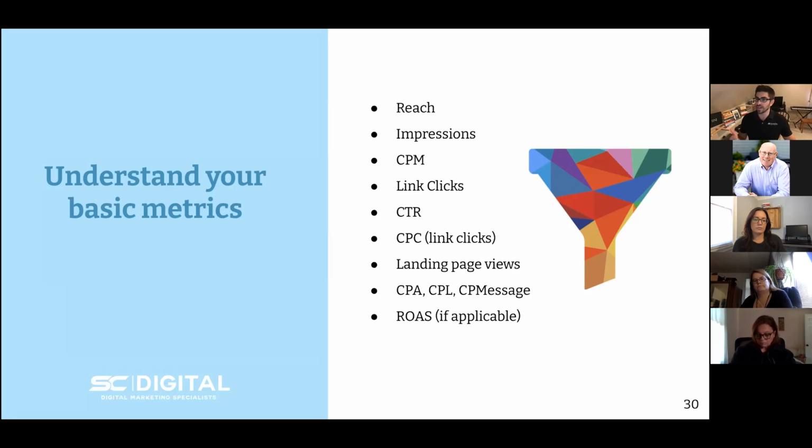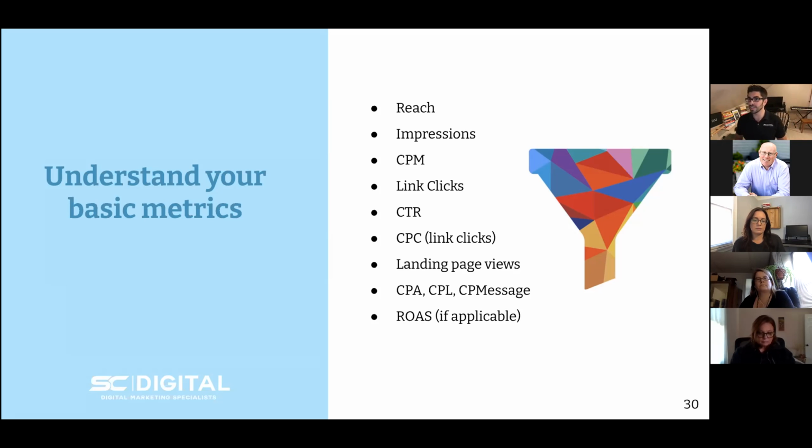CPA is cost per acquisition. How much does it actually cost you to get a new customer? In order for Facebook to be able to calculate that, you have to be feeding back to it when you do get a new customer. That way it knows, okay, this account has spent $200 and a new customer has now been logged, probably electronically using the Pixel. So it knows that your cost per acquisition is $200.